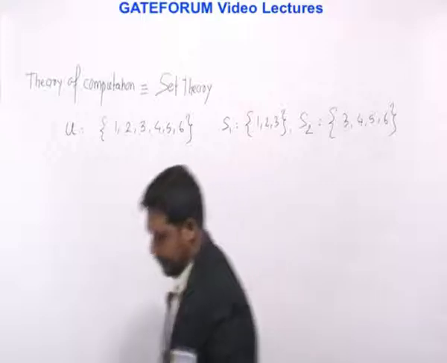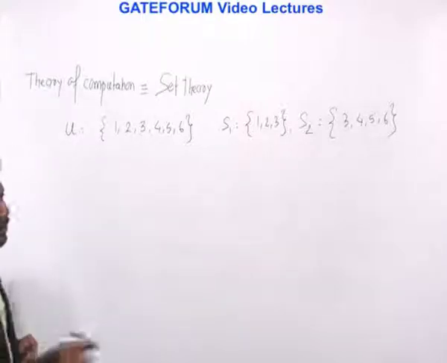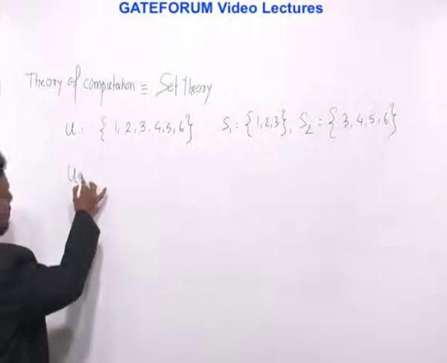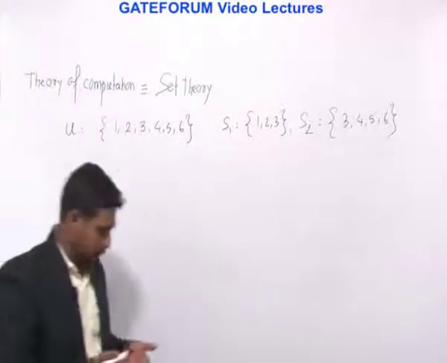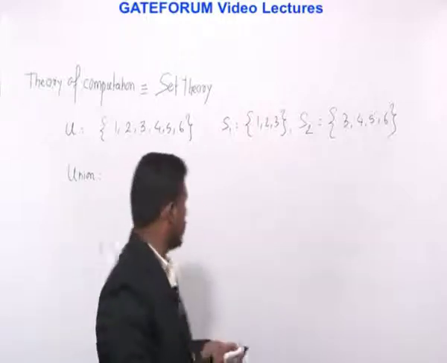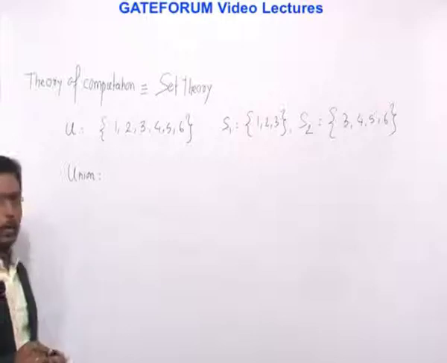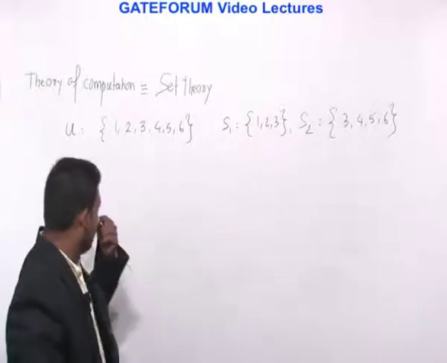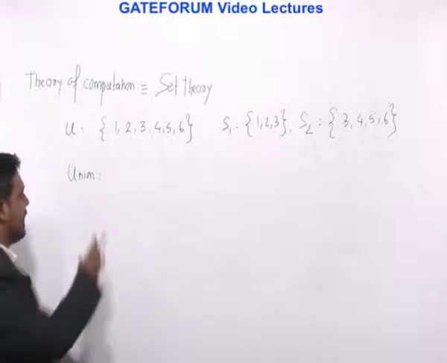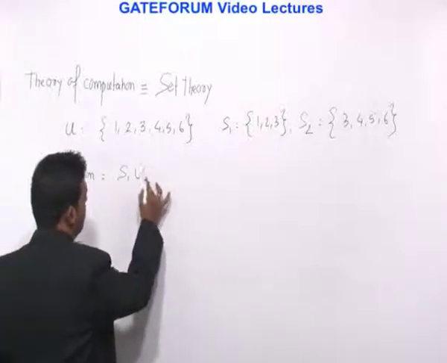I'm more interested in these terms, or the English translation of them. So the very basic operations are union. This is a very trivial question for an engineering student: what is S1 union S2? I'm really not interested in S1 union S2. What I'm more interested in is the meaning of S1 union S2. So union is described by S1 union S2.